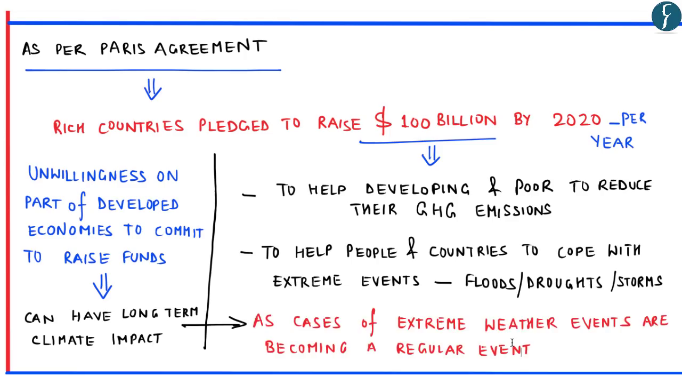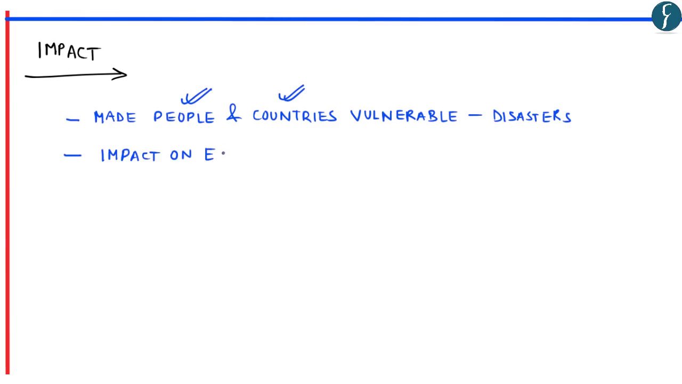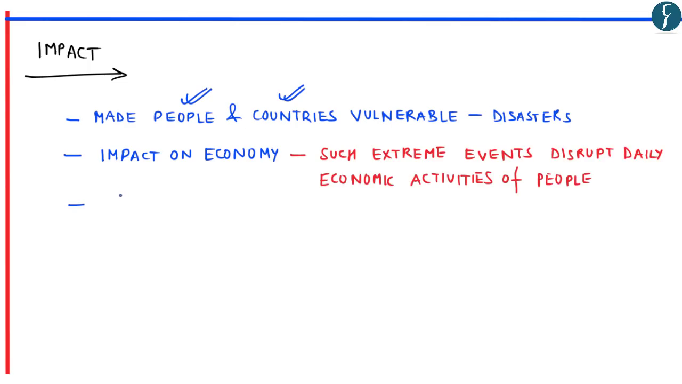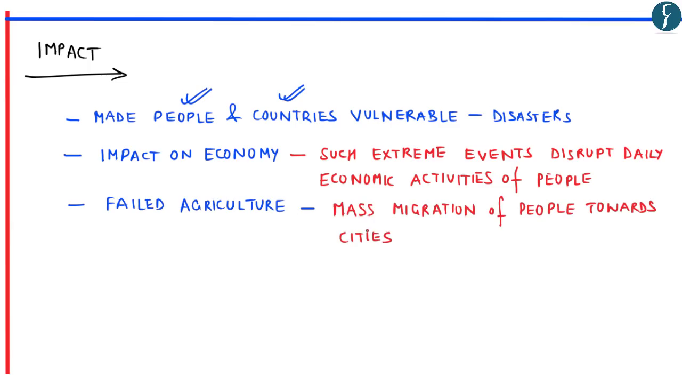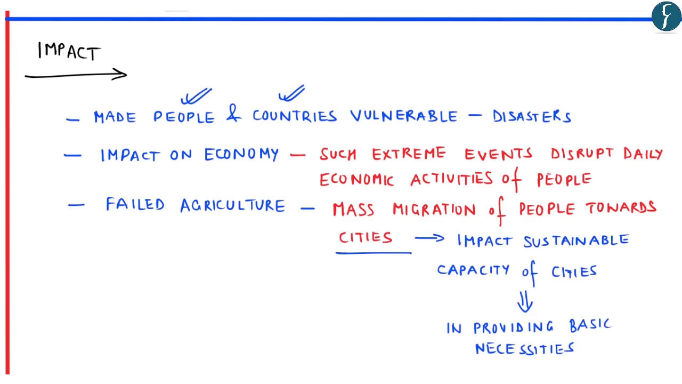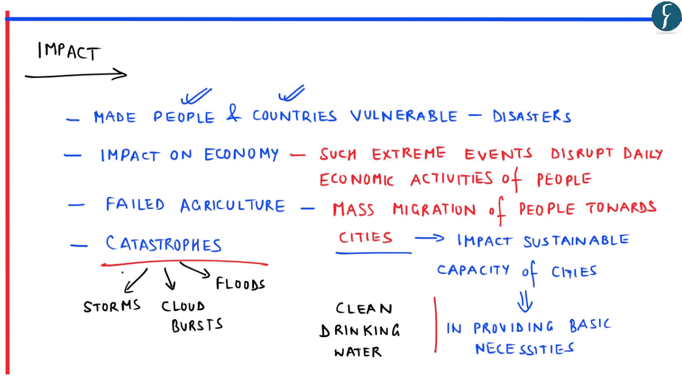Now, such extreme cases have made countries and people vulnerable to the catastrophes caused by such disasters. These extreme events also have an impact on the economy of the people as well as the countries, as such events disrupt the daily economic activities of people. Further, such extreme climatic events also result in failed agriculture, and this will further lead to mass migration of people towards cities, which will impact the sustainable capacity of any city, leading to further disruptions. And this will also impact the ability of a city to provide certain basic necessities such as clean drinking water.